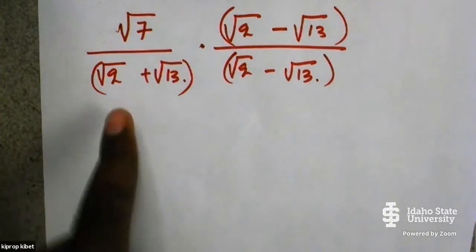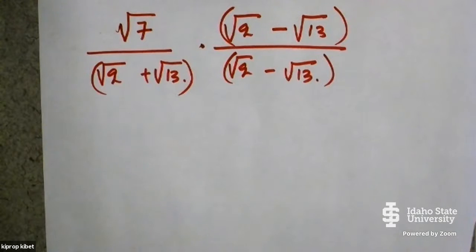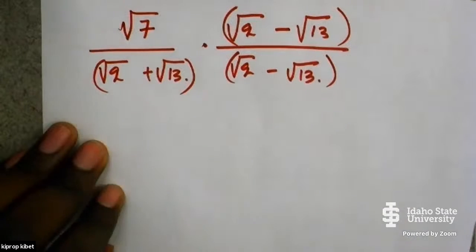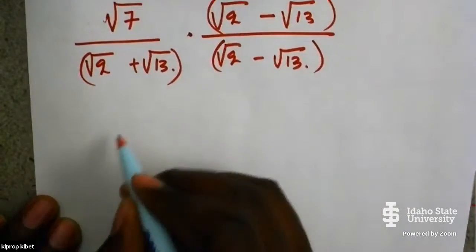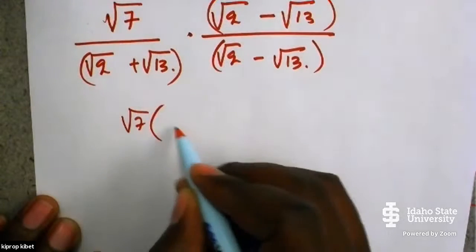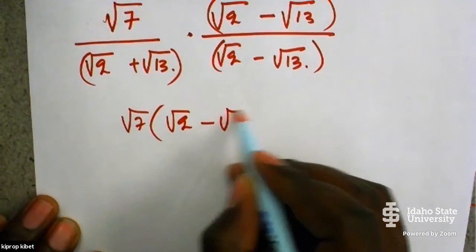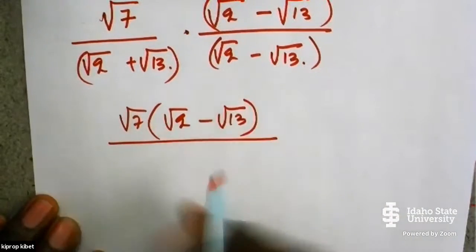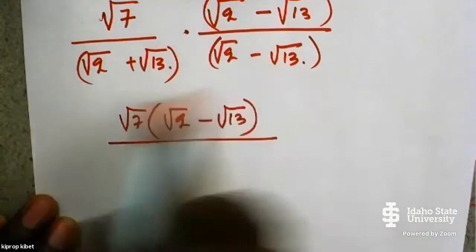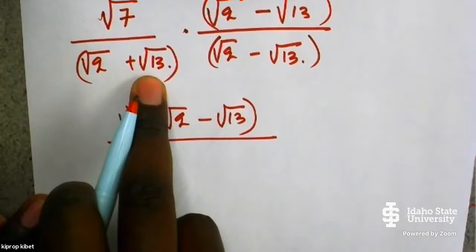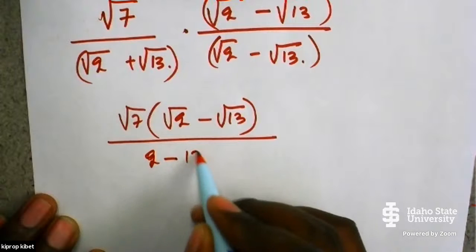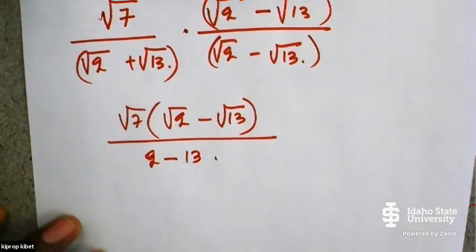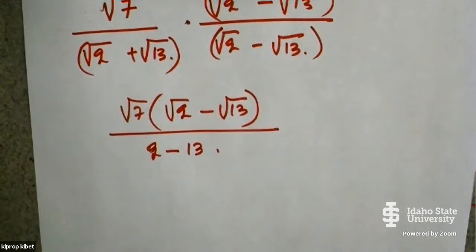Now, the below one is a difference of 2 squares, right? So the denominator is a difference of 2 squares. So the numerator will be the root of 7 multiplied by the root of q minus the root of 13, all over the difference of 2 squares. That means you square this minus the square of 13. So it will be q minus what? Minus 13. Q minus 13.